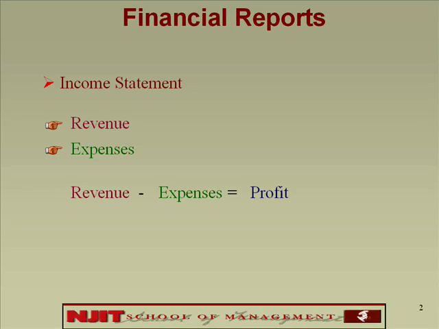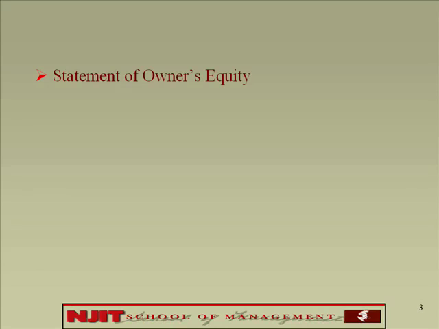The second type of financial report is called Statement of Owner's Equity. It shows the following. The capital put in by the owner. It shows the profit made by the business during the year. It also shows something called drawings. And we did drawings before.